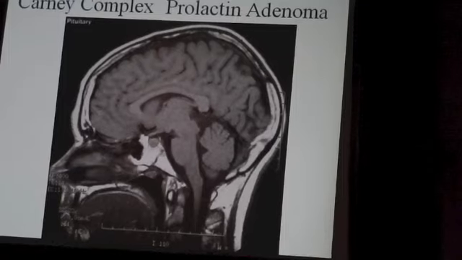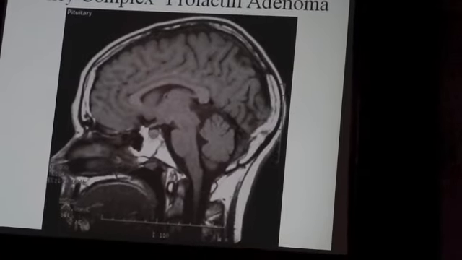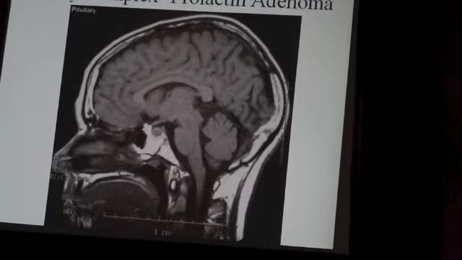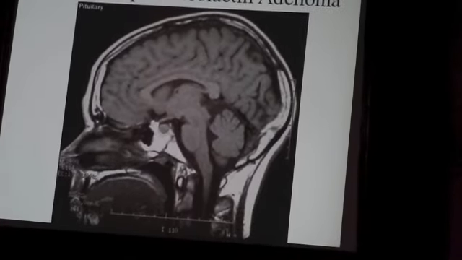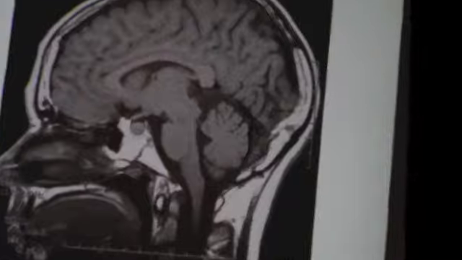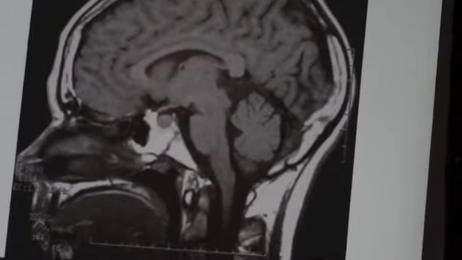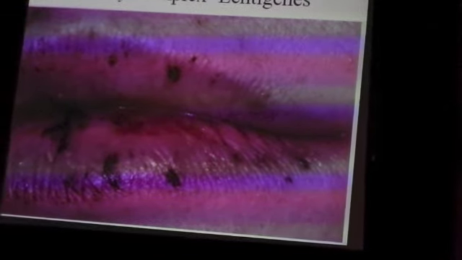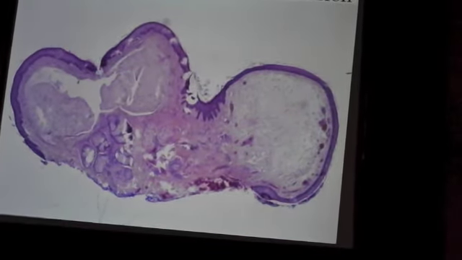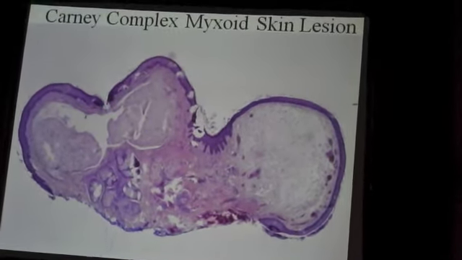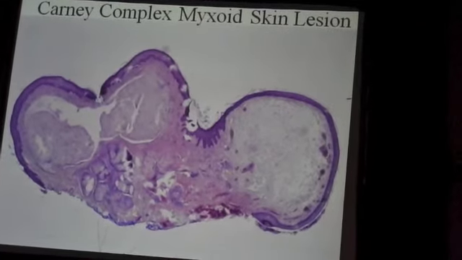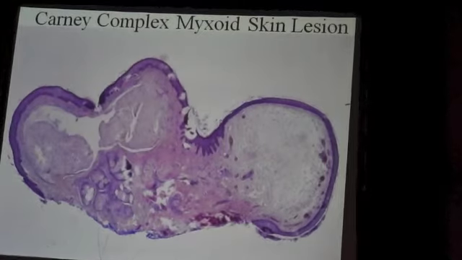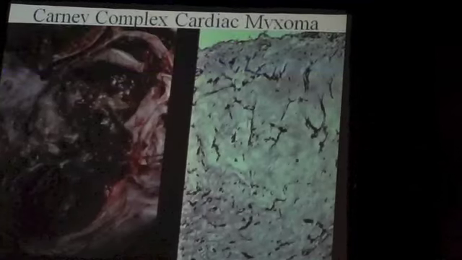Patients often have pituitary tumors, as we see in the sella turcica here. They're more commonly prolactin, growth hormone producing tumors, but prolactin in this setting is the second most common lesion. And then the lentigines that they have in different sites, and these myxomas as such on the skin, on the breast, all the myxoid area beneath the epidermis, would be a lesion that was excised from the patient with Carney complex.